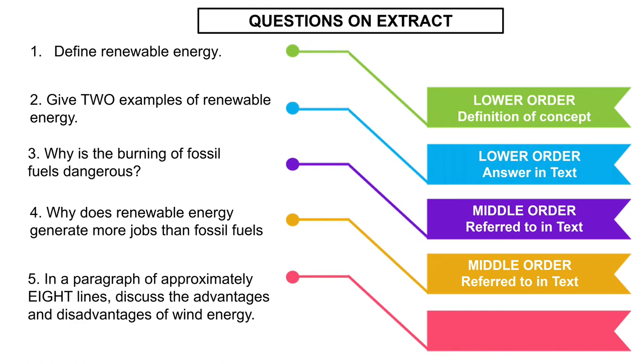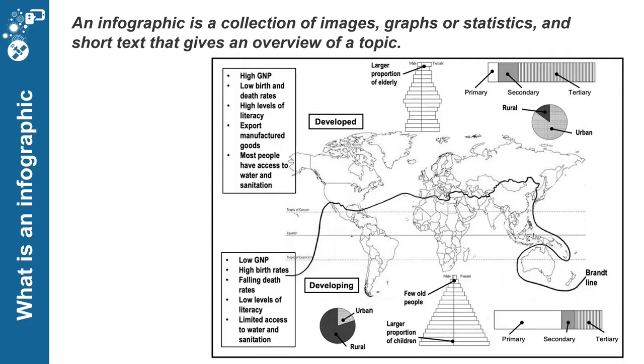And then the last question on that extract is a paragraph where you are asked to discuss the advantages and disadvantages of wind energy. It's a higher order question. It is not in the text. It's an application where you are required to apply your knowledge to answer a particular question. It's an application type of question, and that is how we approach extracts.